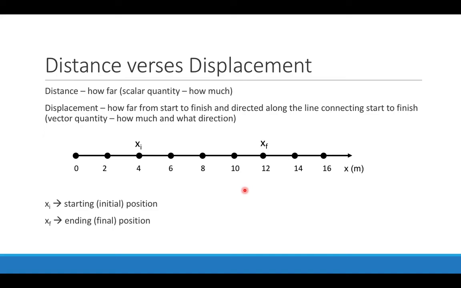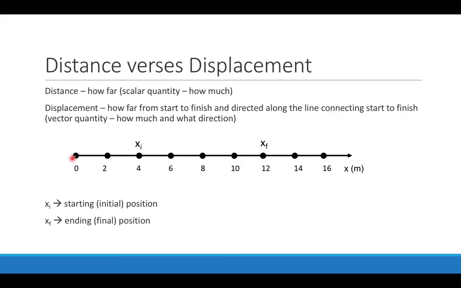So displacement is called a vector quantity, and vectors in physics tell us not only how much or what the size is, but also what direction that particular quantity is pointing. So displacement is a vector quantity. It has both size, so how far if we're talking about our trip to the beach, but also in what direction did we travel.